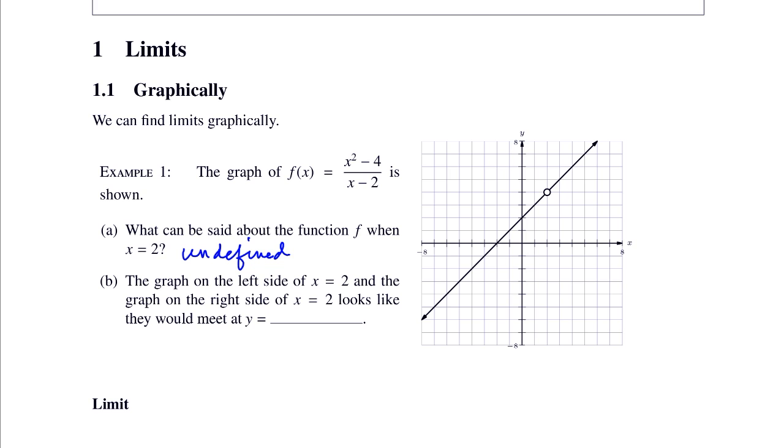So what's the y value going in to this point where x is equal to 2? Or coming in like this. What's that y value? 1, 2, 3, 4. Exactly. That is y equals 4. It's these y values that are going to be important to us as we start talking about limits.